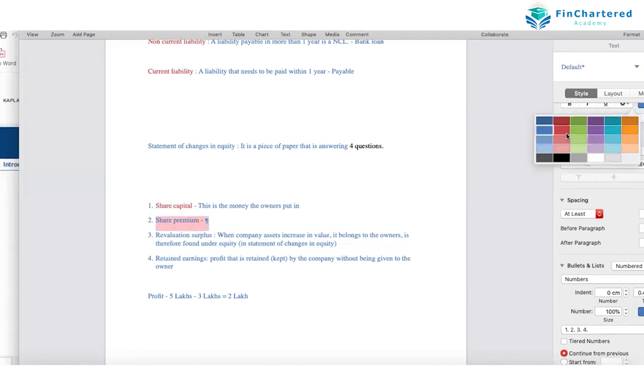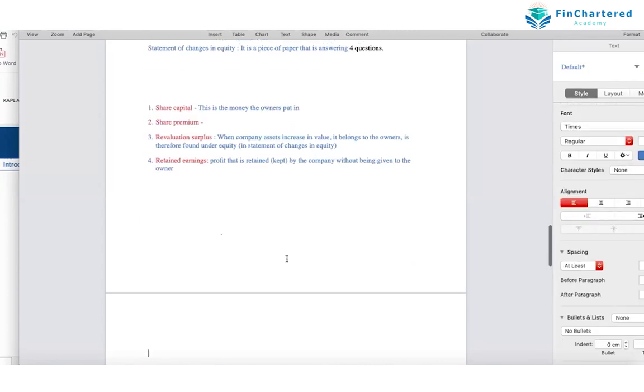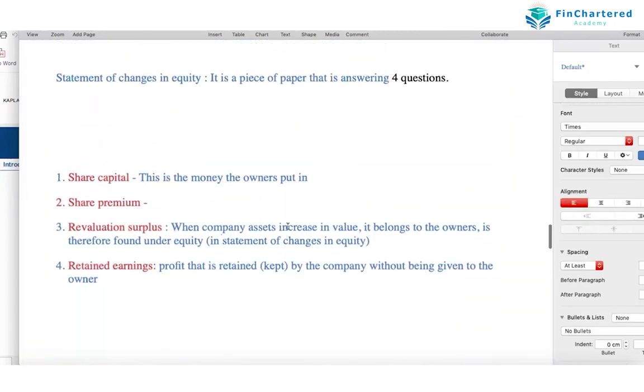So basically, statement of changes in equity is a piece of paper that is answering 4 questions. What share capital do you have? What is the share premium? What is the revaluation surplus? What are the retained earnings? 4 things, that's it.